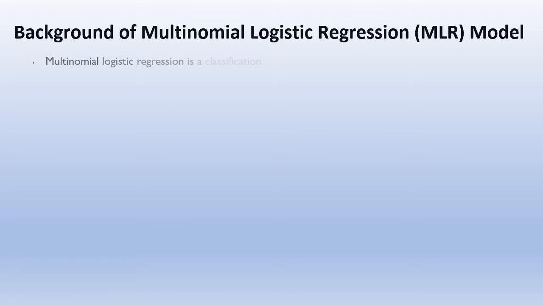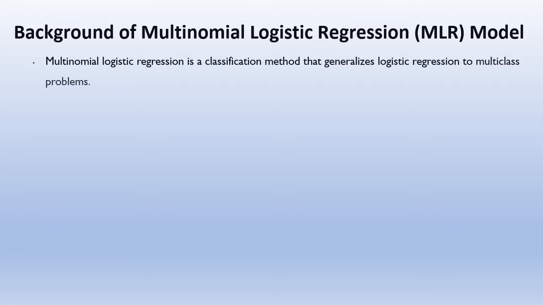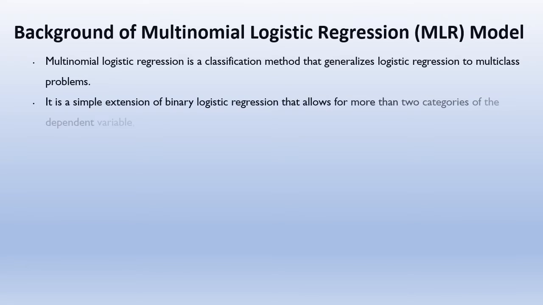Multinomial logistic regression is a classification method that generalizes logistic regression to multi-class problems. It is a simple extension of binary logistic regression that allows for more than two categories of the dependent variable, which has no natural ordering.